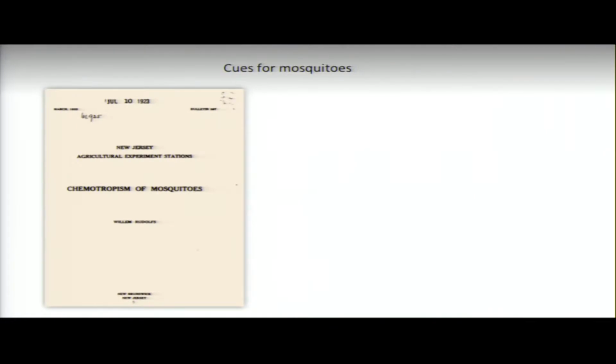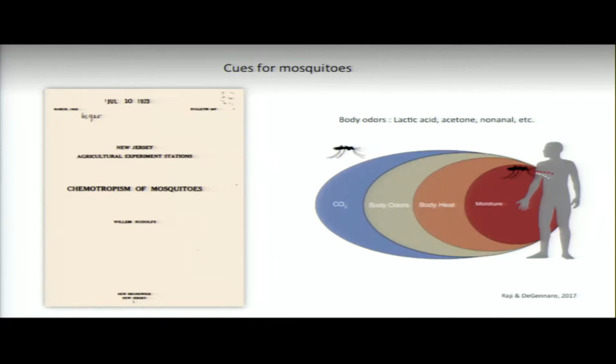For almost 100 years, people have been trying to understand what attracts mosquitoes to humans. And now we know, based on a lot of behavioral work, that it's a combination of multiple cues. At the short range, it's humidity and body heat that attracts them. But at a long range, it's the body odor and carbon dioxide that we exhale that gives cues to mosquitoes where the human is.